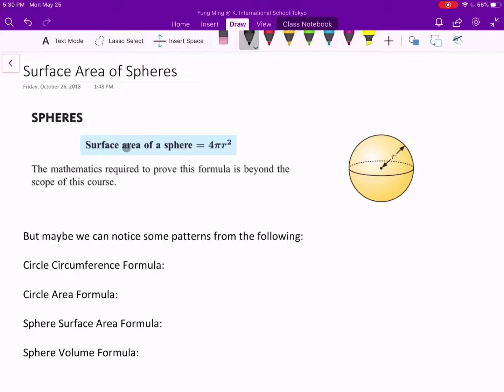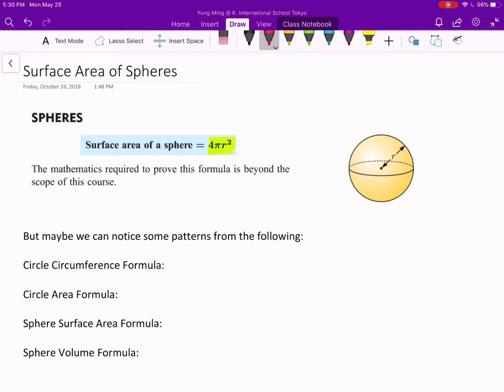Alright guys, welcome back. Today we're going to talk about surface area of spheres. Now, same as volume, the formula is a little bit beyond our knowledge, so we're not going to go over why it's 4 pi r squared. In this case, it's quite straightforward. The only way to understand it for now is just to memorize it. 4 pi r squared. I guess it's not very hard to memorize.